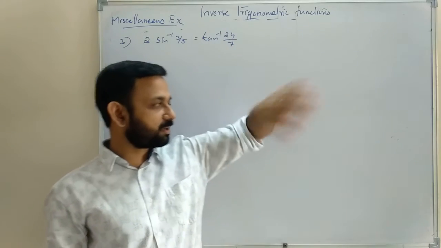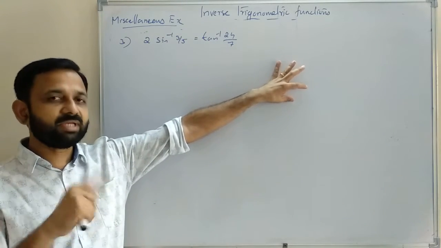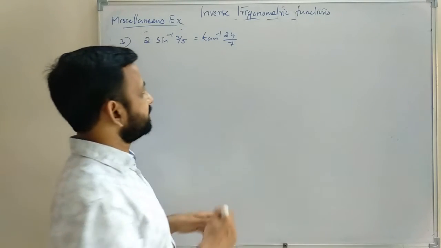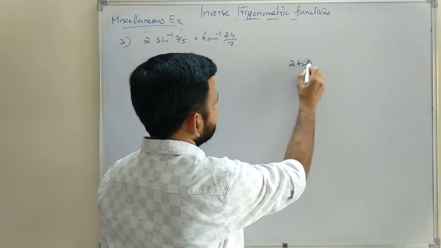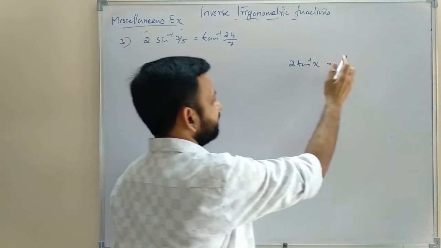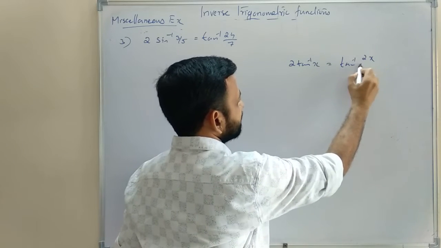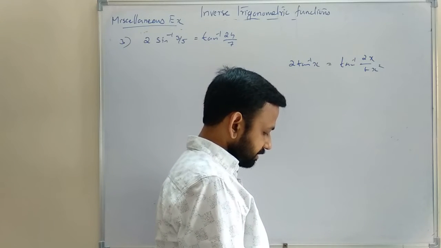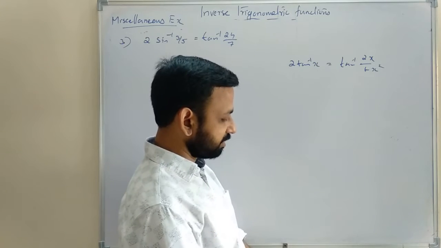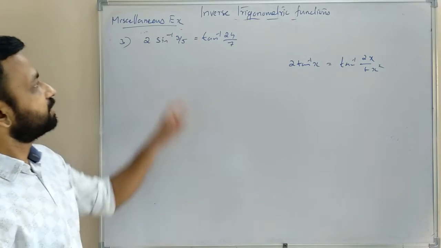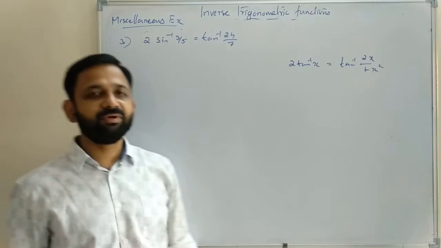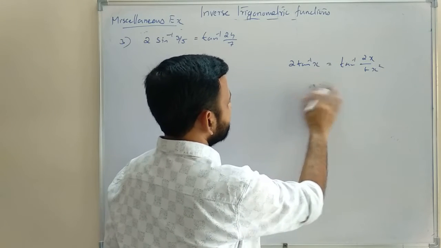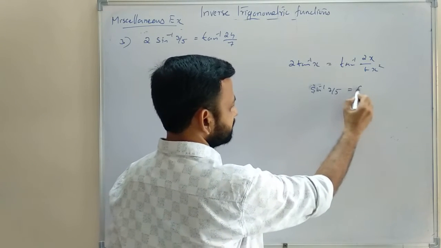the trigonometric formula, an inverse trigonometric property. 2 tan inverse we learned, but 2 sin inverse we didn't learn. So 2 tan inverse x in terms of tan inverse is 2 tan inverse x equal to tan inverse 2x upon 1 minus x square. That is property number 6. So here we want to convert sin inverse 3 upon 5 into tan inverse form. So let sin inverse 3 upon 5 be equal to theta.